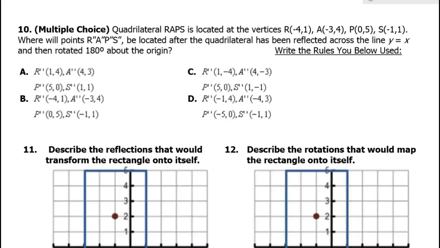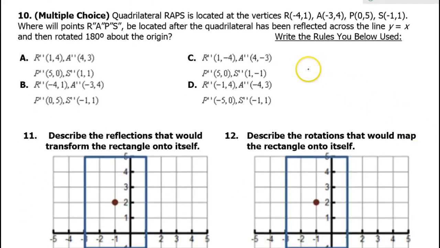All right, so we're going to pick up here with number 10. A quadrilateral RAPS is located on these vertices. Where will the points R double prime, A double prime, S double prime be located after the quadrilateral has been reflected across the line y equals x and then rotated 180 degrees around the origin?